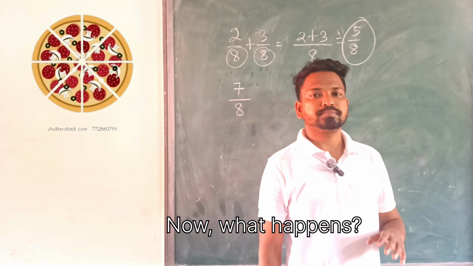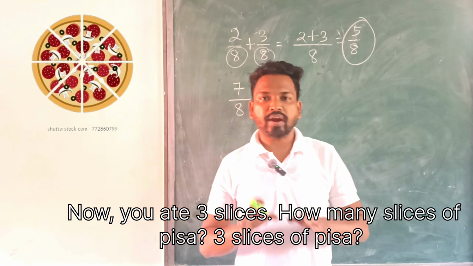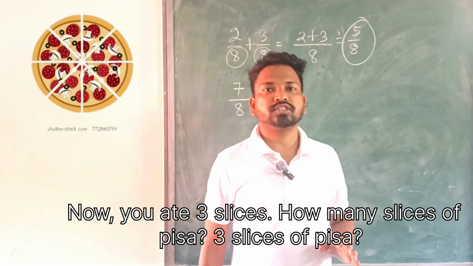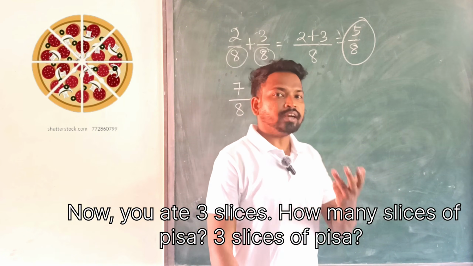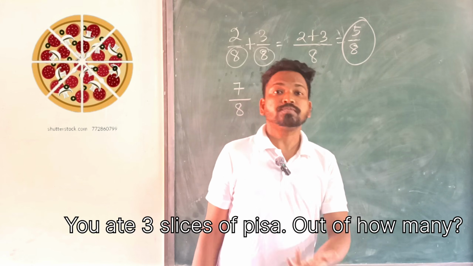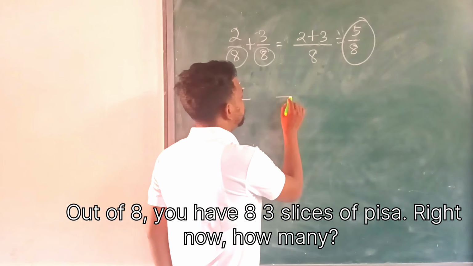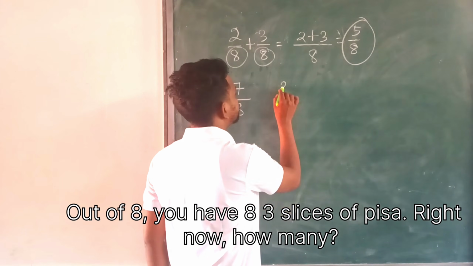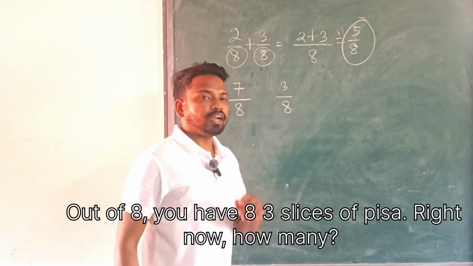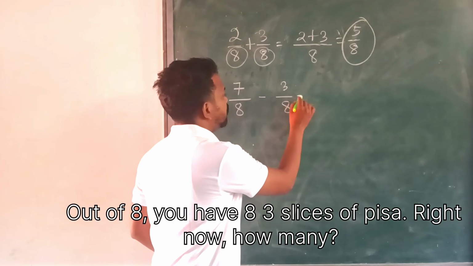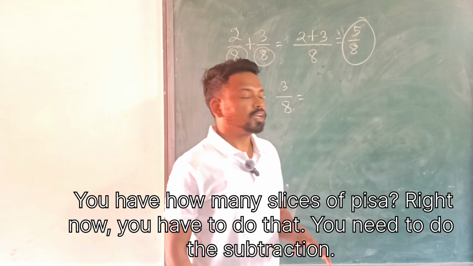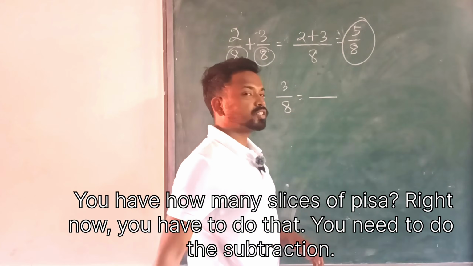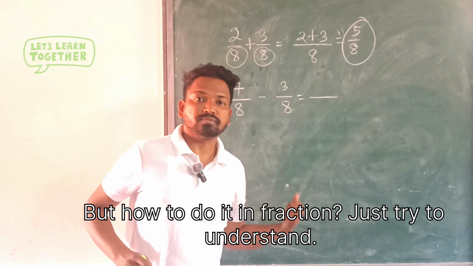Now what happens? Now you ate 3 slices of pizza, out of 8. Right now, how many slices of pizza do you have? To find that, you need to do the subtraction. But how to do it in fractions?